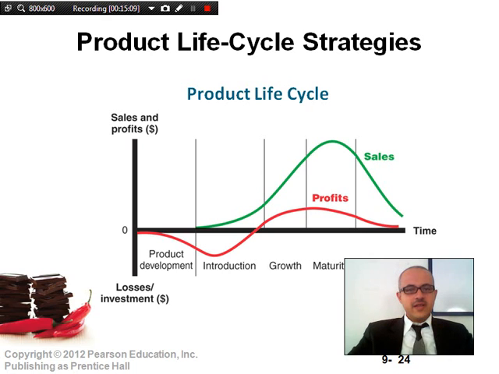So now let's move on to another section, which is the product life cycle.